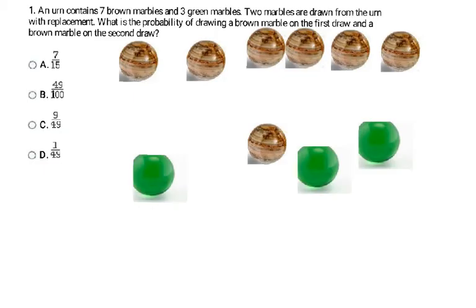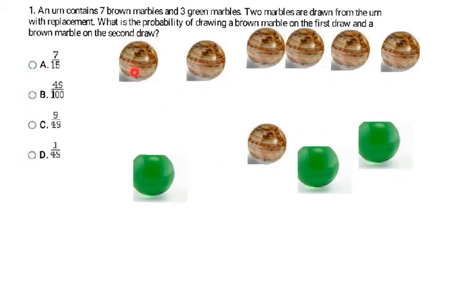This first example, we have an urn contains 7 brown marbles and 3 green marbles. 2 marbles are drawn from the urn with replacement. So with replacement means I pick one marble out, I put it back, and I take another marble out. What is the probability of drawing a brown marble on the first draw and a brown marble on the second draw?